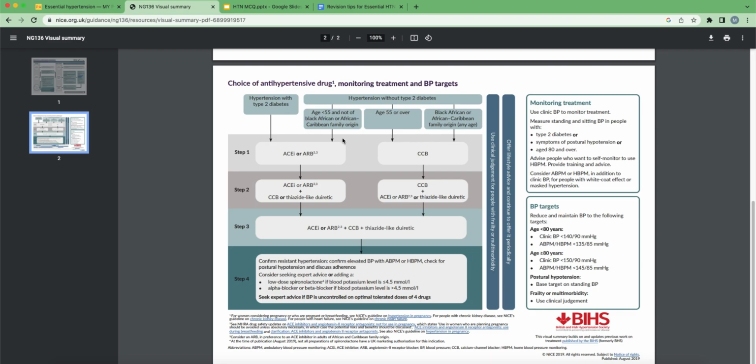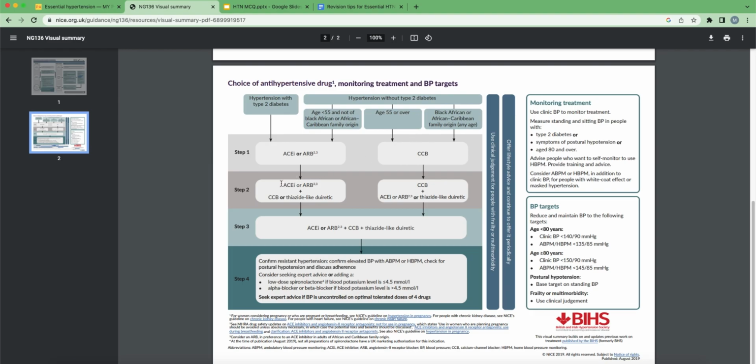If they are Black or Afro-Caribbean of any age, or age 55 or over, they have to be started on the calcium channel blocker. There were some studies done basically that calcium channel blockers work better with this population. You can go and read about it online. I'm not going to dive into that, but it's quite an interesting study.